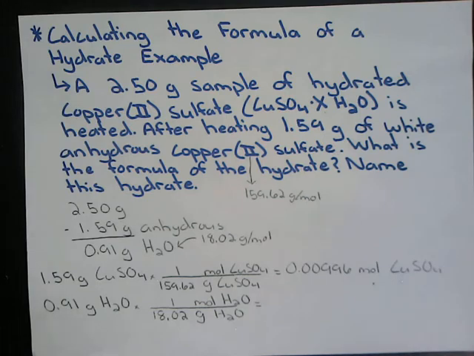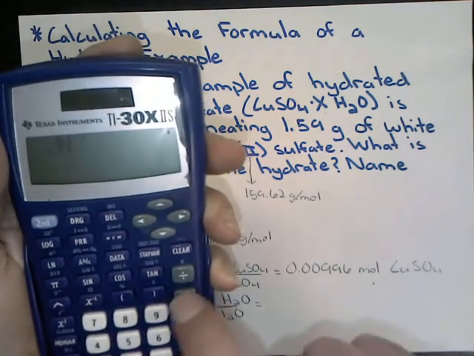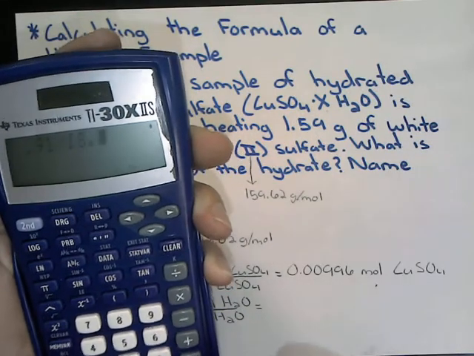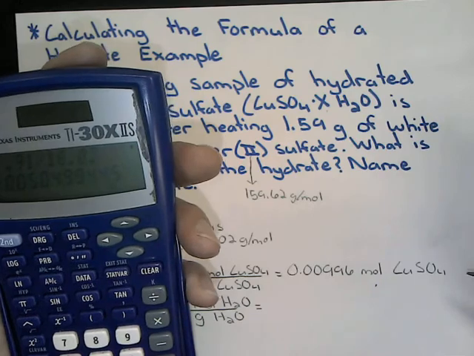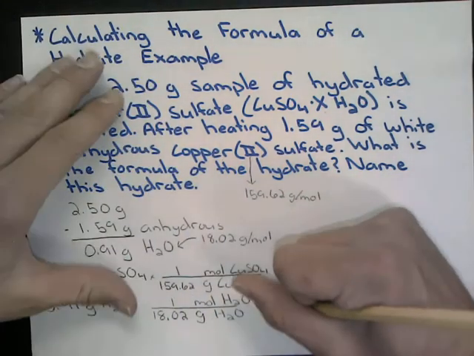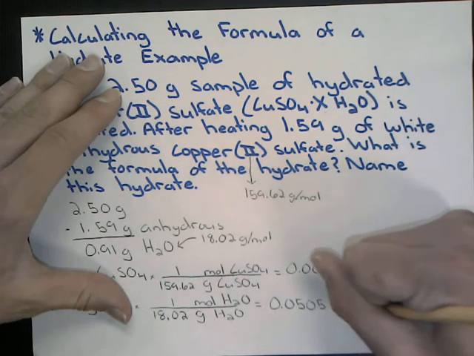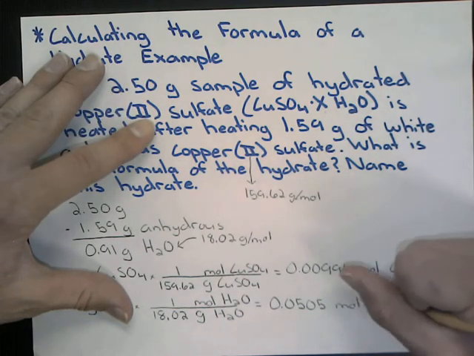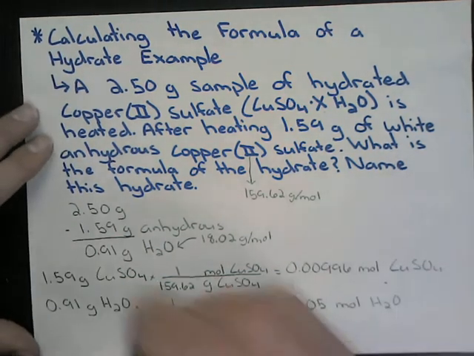So in our calculators, what we're going to do here is take 0.91 and divide it by 18.02. We press enter. We get a value of 0.0505. So we get a value of 0.0505 moles of H2O. Now we need to find that thing known as the ratio.